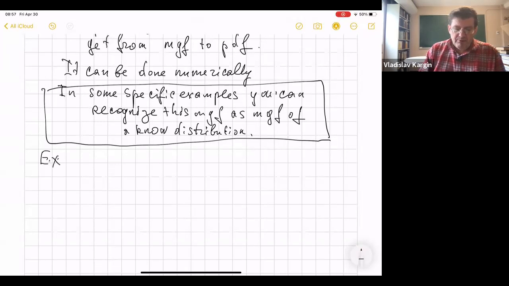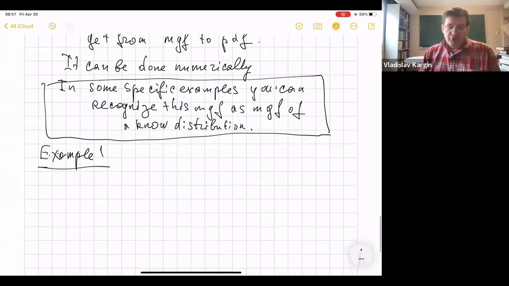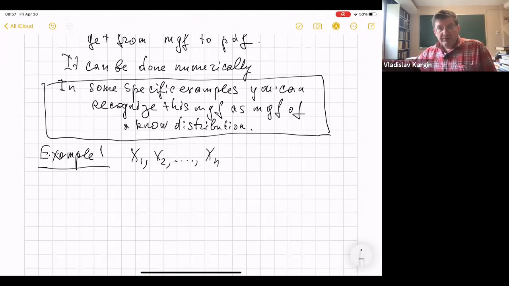So this is example one, and this is probably the most important example, which is a sum of normally distributed random variables. So this is number one in importance. Take X1, X2, ..., Xn, and the nice thing about this one is we can do it for many random variables, right?